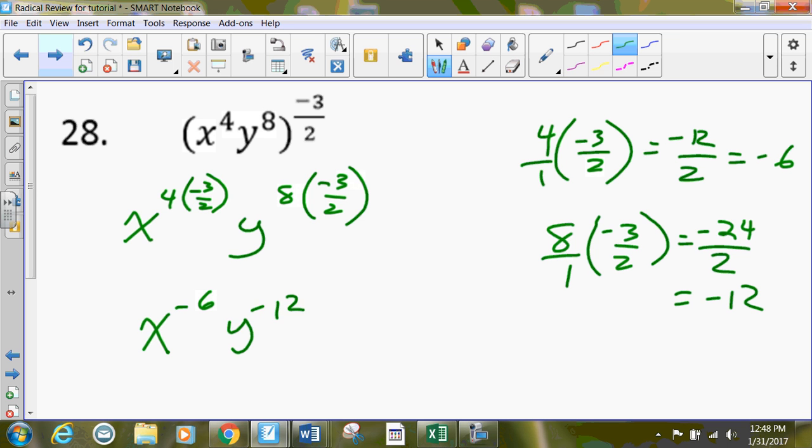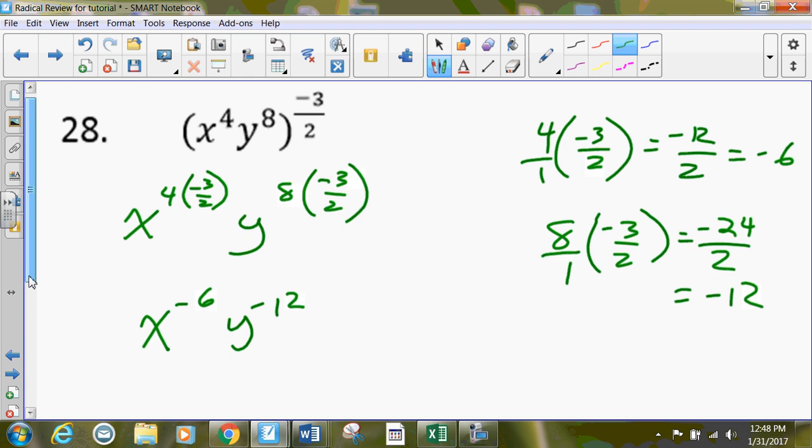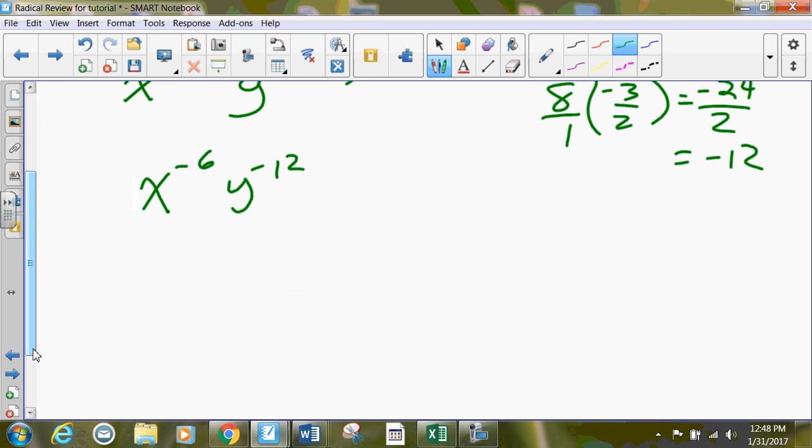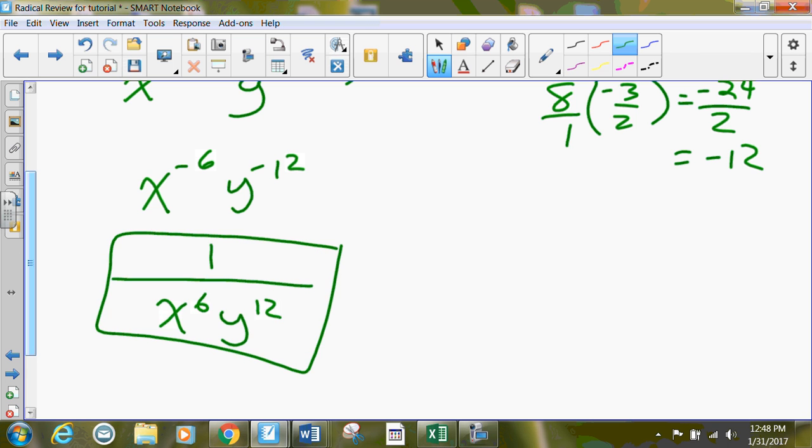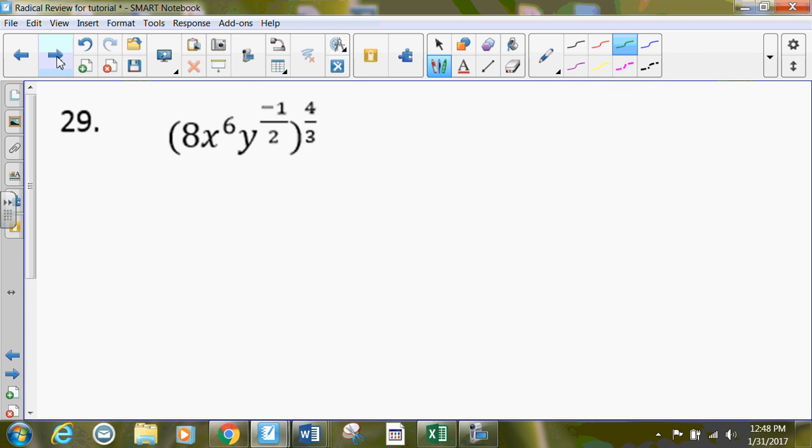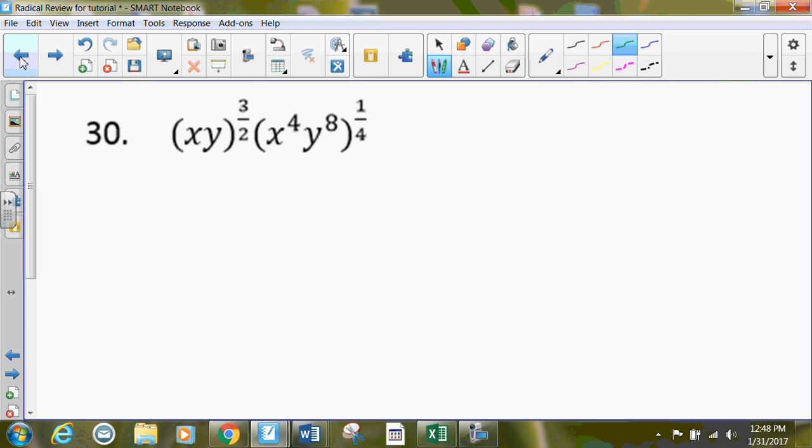Is it good manners in math to leave exponents that are negative? No, it's like leaving your elbows on the table. So let's put them underneath the 1 and be done with this problem. All right, 29, do we just have 30? Yay, we just have 30.